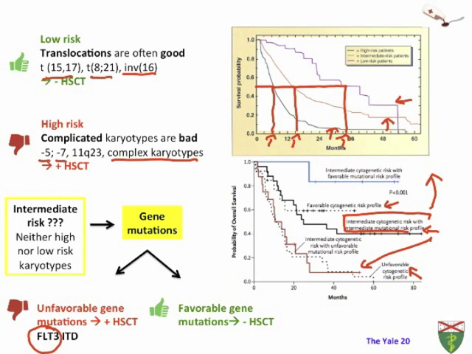Favorable gene mutations do not require hematopoietic stem cell transplant because they do really, really well. As you see here, those are the intermediate risk patients with favorable gene mutations. They even seem to do better than those patients with favorable cytogenetic profiles. So keep in mind, those patients are doing very well. They don't need a hematopoietic stem cell transplant.